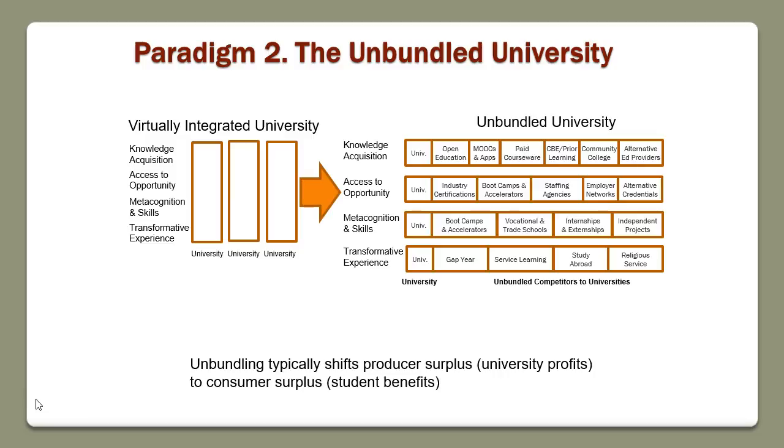So one of the other key aspects is that unbundling typically shifts producer surplus, which is university profits, to consumer surplus, which is student benefit. So, I don't pay Netflix very much, but I cut my cable, and I get a lot of benefit from Netflix. So that's just one example. Same thing with iTunes, and you hear the record industry complaining about trading dollars from CDs to pennies from iTunes and from the subscription services.